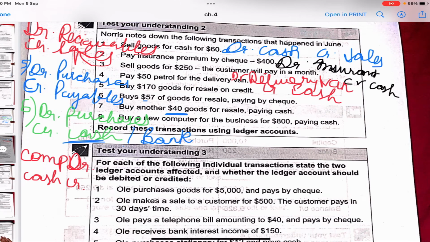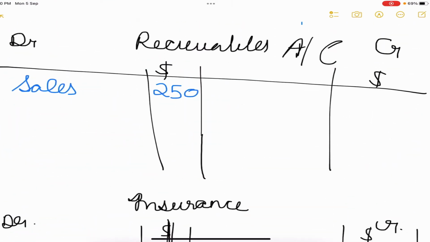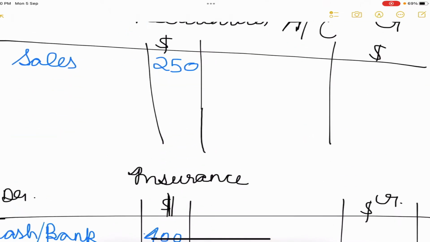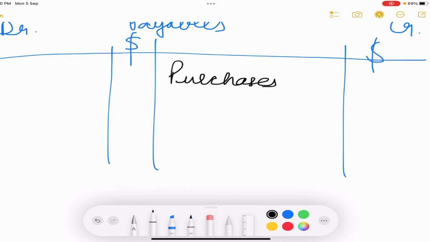Buy $170 goods for resale on credit. So you are buying something on credit. So this is purchases to credit payables. So purchases account debit to payables, right? So how much are we debiting purchases for? 170. That's what was in the question. So 170, and we have taken it on credit. So payables also we credited to payables, right? So what happens in payables? Payables is getting credited and purchases is getting debited.